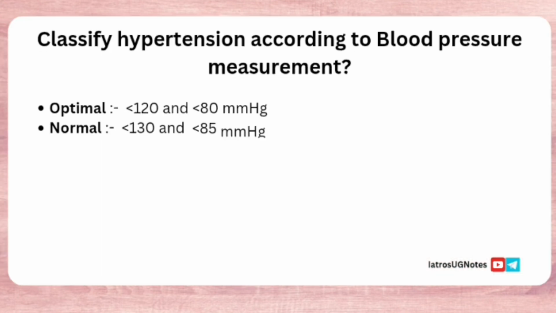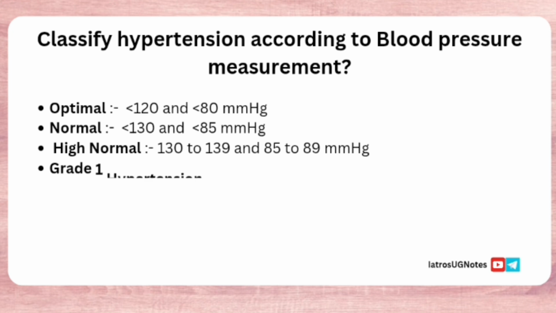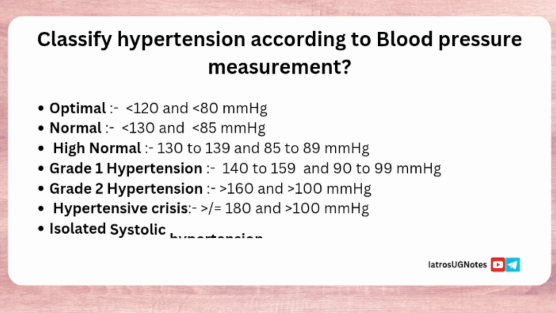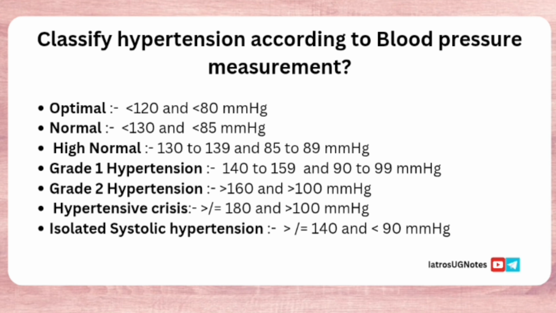Classify hypertension according to blood pressure measurement. Optimal. Systolic less than 120 and diastolic less than 80. Normal. Systolic less than 130 and diastolic less than 85. High normal. Systolic 130 to 139 and diastolic 85 to 89. Grade 1 hypertension. Systolic 140 to 159 and diastolic 90 to 99. Grade 2 hypertension. Systolic greater than 160 and diastolic greater than 100. Hypertensive crisis. Systolic greater than or equal to 180 and diastolic greater than 100. Isolated systolic hypertension. Systolic greater than or equal to 140 and diastolic less than 90.